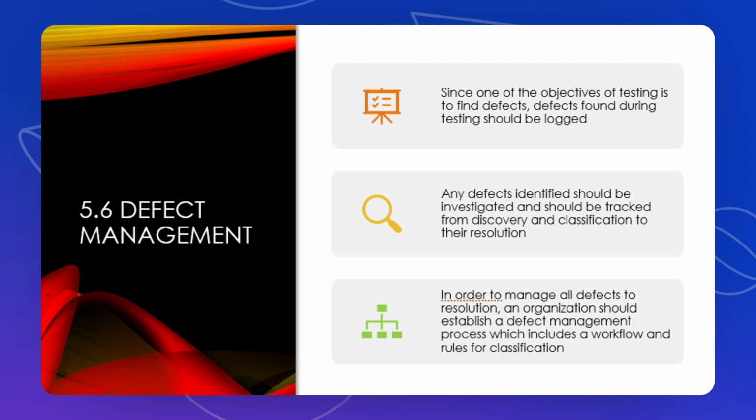In defect management, the purpose of testing is to find defects, so defect management is very important. In order to manage all defects to resolution, an organization should establish a defect management process. For example, Jira should be there, so developers can report the bugs.